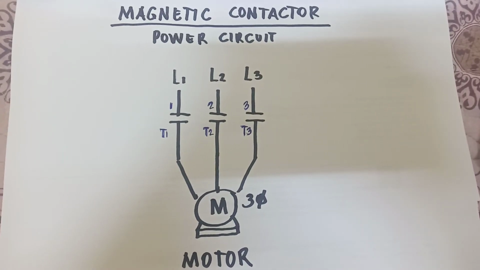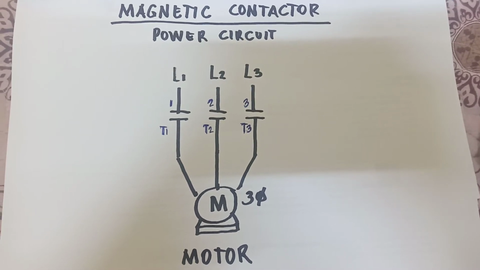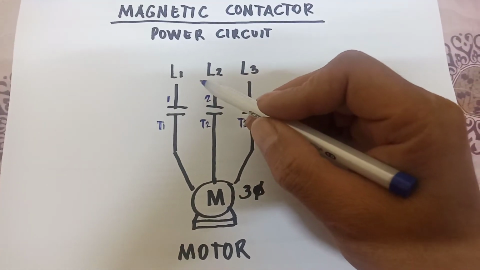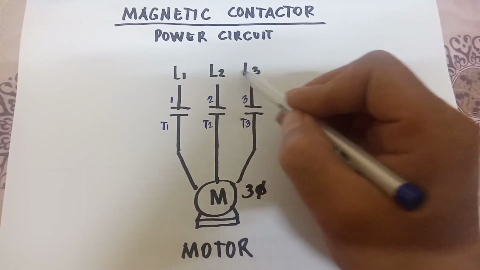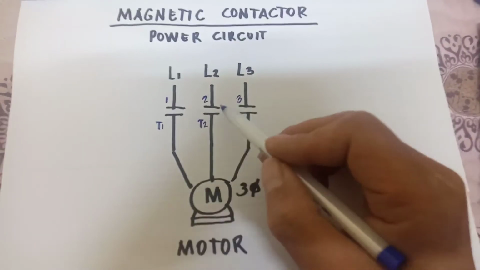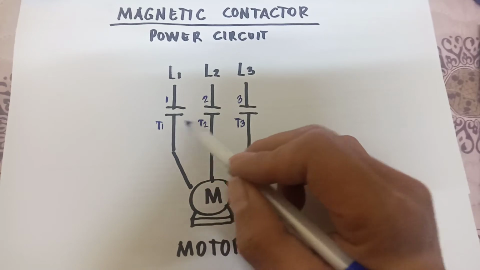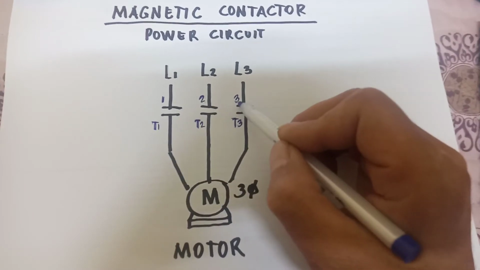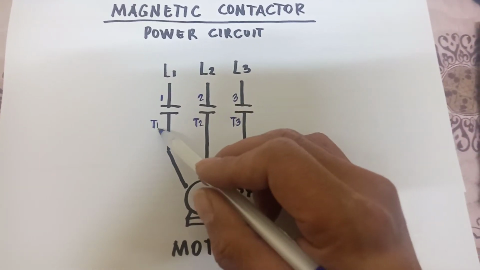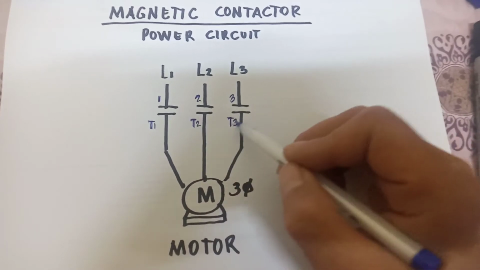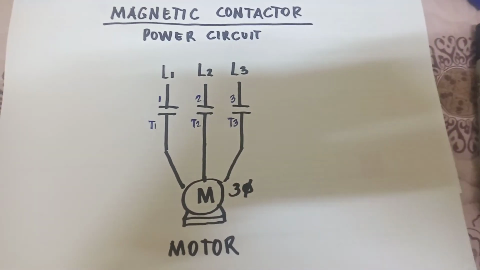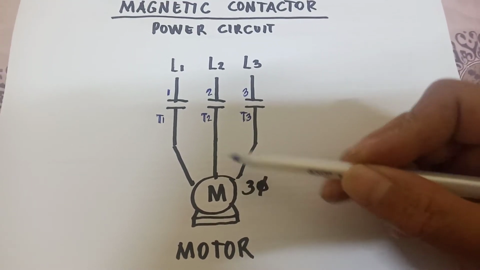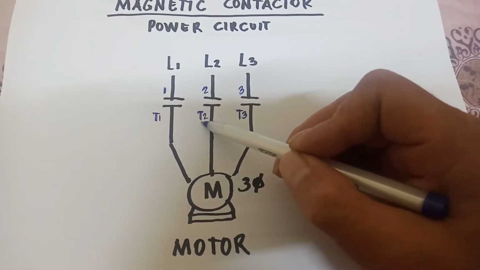And this is our power circuit using the main contact terminals. We have a 3-phase power source, line 1, line 2, line 3, and these three normally open contacts are our main contacts with terminal 1, terminal 2, terminal 3, and the load side terminals are terminal T1, terminal T2, and T3. And this is our 3-phase motor that is connected to T1, T2, and T3.